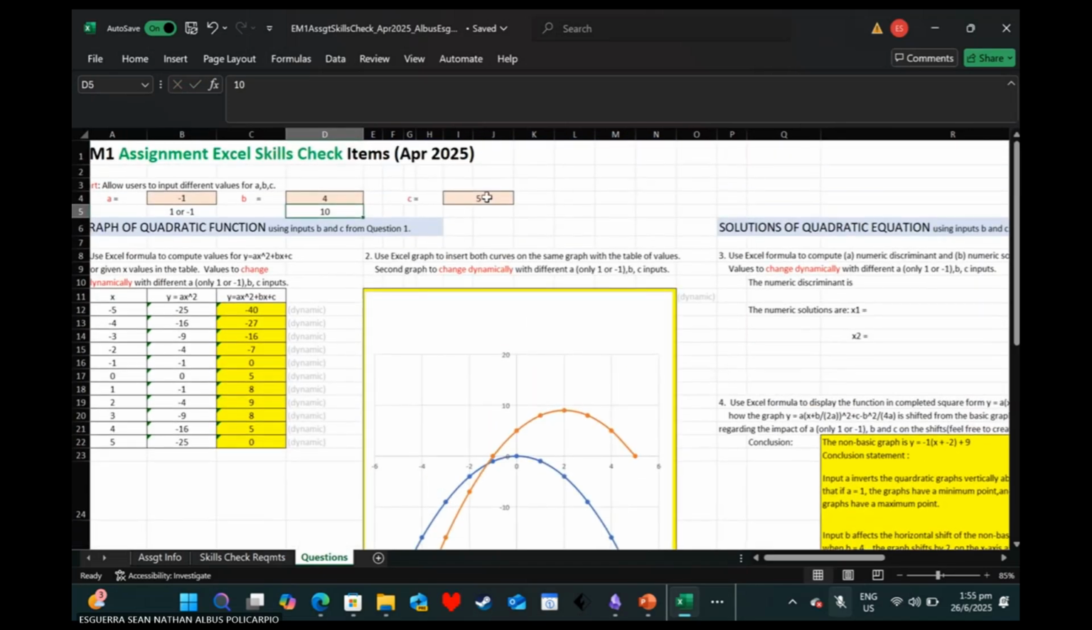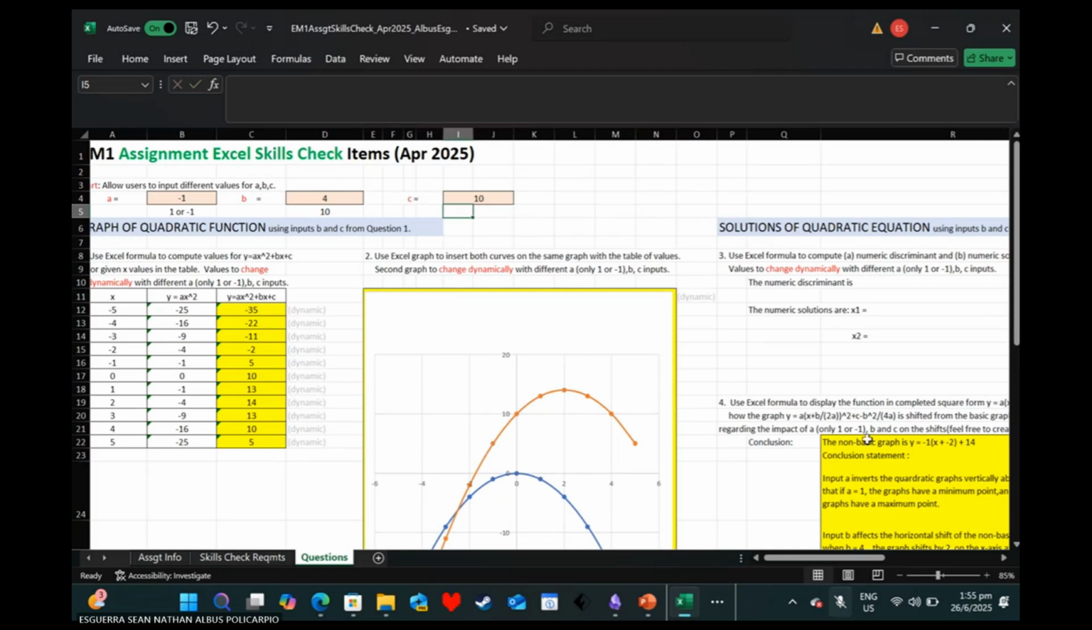Likewise, input C influences the vertical shift. By using the completing the square method once again, we can determine that the vertical shift of a graph is given by c minus b squared divided by 4a.